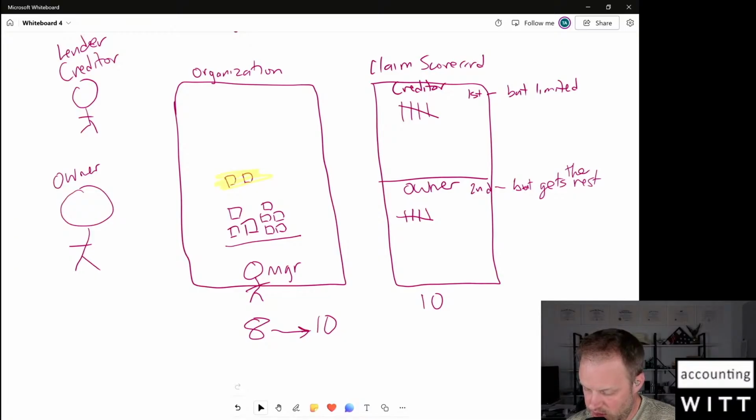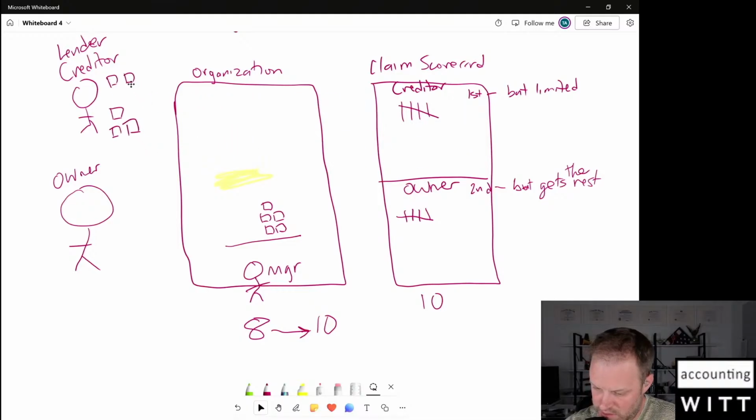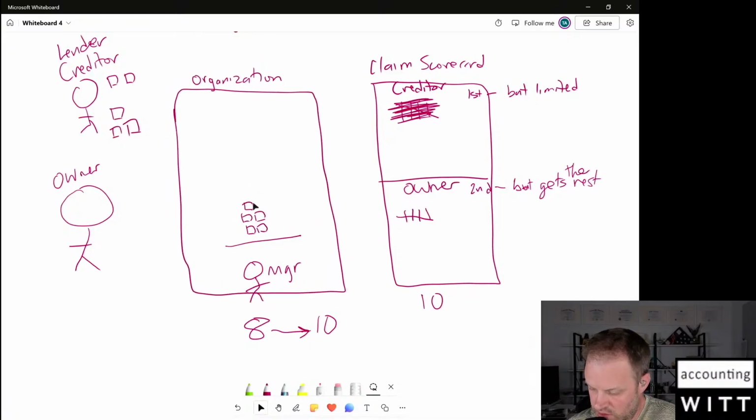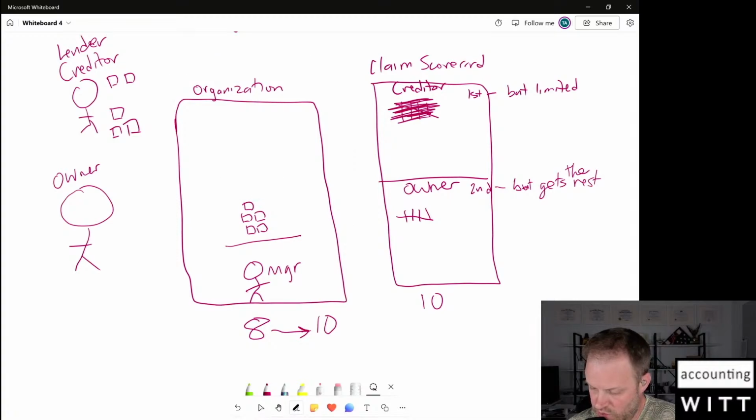So if the owner wanted, they could take these 5 right here and give them back to the creditor, in which case the scorecard gets updated to show that they're not owed anything anymore. So then the owner, if they wanted to take one, this could be given to the owner, in which case we would remove one from the scorecard. So the owner has 4, and that's how many there are. Okay.